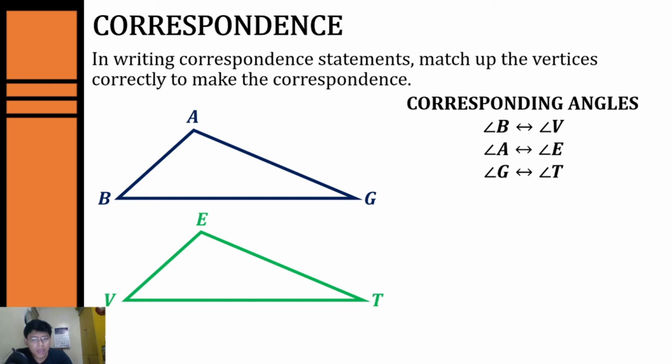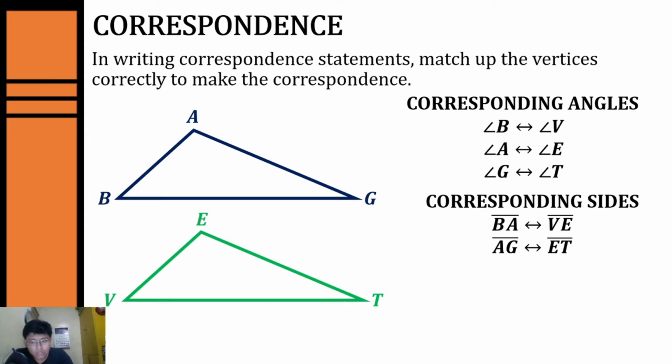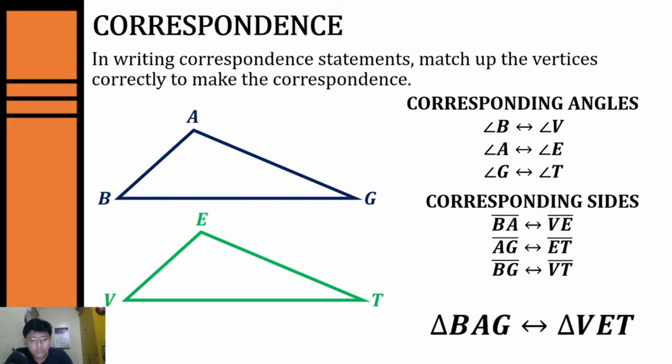Also, since we have corresponding angles, we can also have corresponding sides. Side BA corresponds to side VE. Side AG corresponds to side ET. And side BG corresponds to side VT. Now, since they correspond in each part of our triangle, we can say that triangle BAG corresponds to triangle VET.